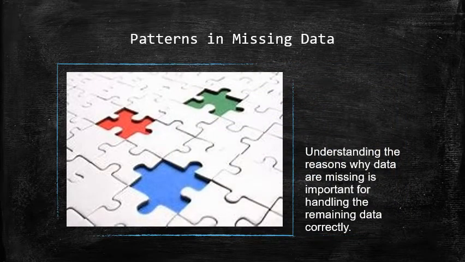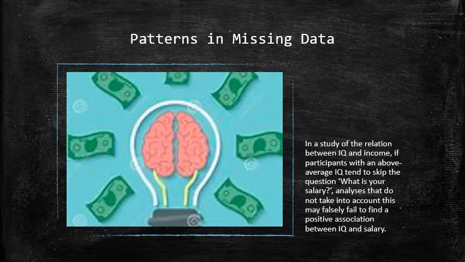Understanding the reasons why data are missing is important for handling the remaining data correctly. If values are missing completely at random, the data sample is likely still representative of the population. But if values are missing systematically, analysis may be biased. For example, in a study of the relation between IQ and income, if participants with an above average IQ tend to skip the question, "What is your salary?", analyses that do not take into account this may falsely fail to find a positive association between IQ and salary.